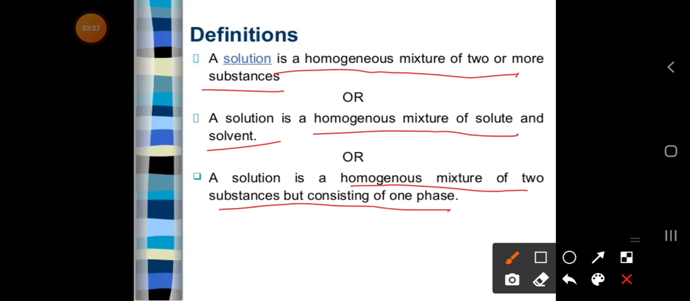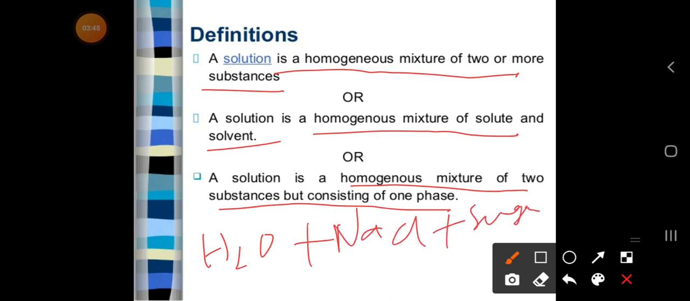Two or more substances means, whether it is one substance or two substances, for example if you add sugar plus salt to the water. To the water we are adding salt, and also we are adding sugar. So in total, to this solvent we are adding two substances. It is giving a homogeneous mixture, then it is a solution.